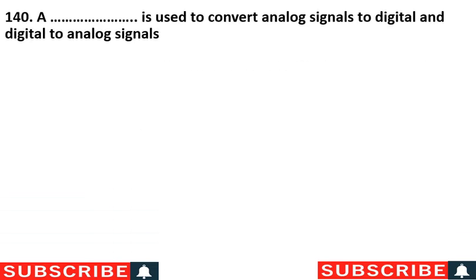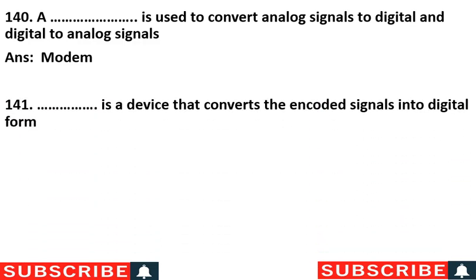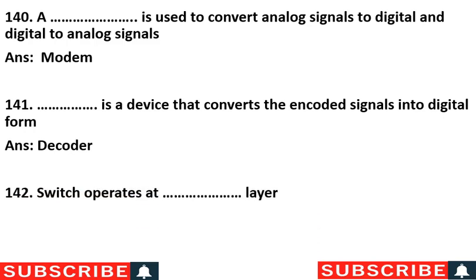A dash is used to convert analog signals to digital and digital to analog signals. Right answer is modem. So a modem is used to convert analog signals to digital and digital to analog signals. Dash is a device that converts the encoded signals into digital form. Right answer is decoder. So a decoder converts the encoded signals into digital form.